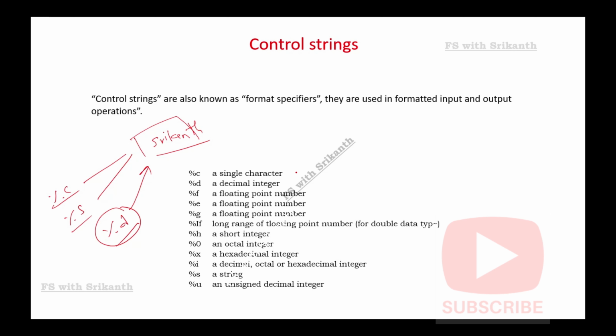In total we have these control strings, but we mostly use these five: %c, %d, %f, %lf, and %s. Where do we use these control strings? We use them in printf and scanf. Keep this in mind, right? Next, we are going to discuss delimiters.